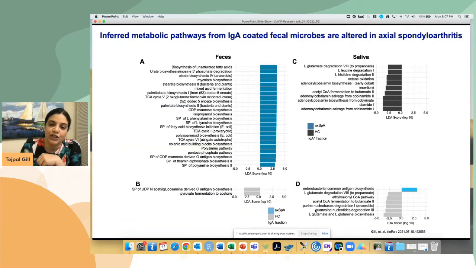Now, it's interesting to note that despite the larger percentage of microbes being uncoated or IgA negative in the gut, we did not see enough changes in the metabolic potential, kind of bringing us back to the immunogenic role of these IgA-coated microbes, which needs further investigation.